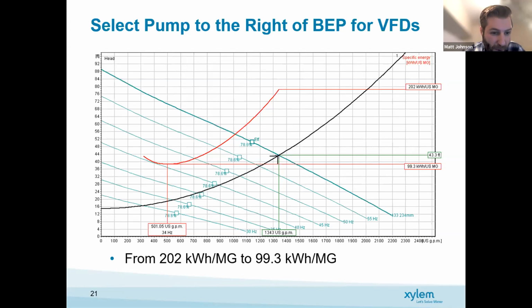And it's highlighted right here at 34 hertz. That is your lowest specific energy. So that is the most efficient point to operate the pump in this system here at 99 kilowatt hours per million gallons versus 202 kilowatt hours per million gallons at full speed. So you'll get the most use of your VFD, the most turn down, if you select a pump that operates to the right of its best efficiency point in that system.